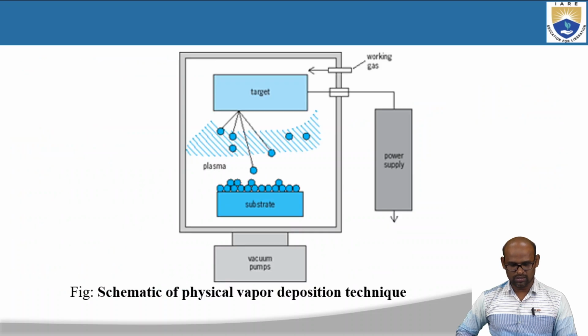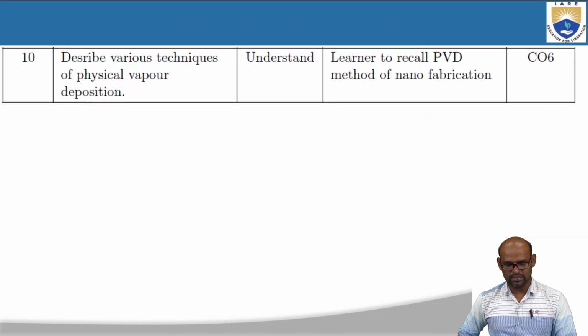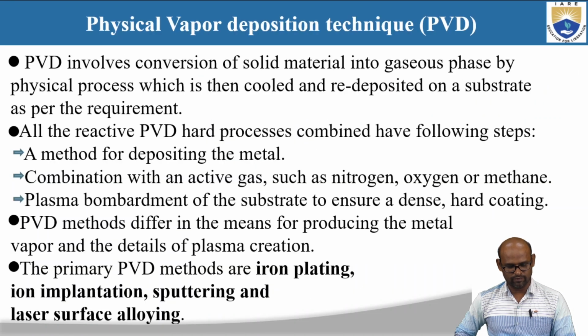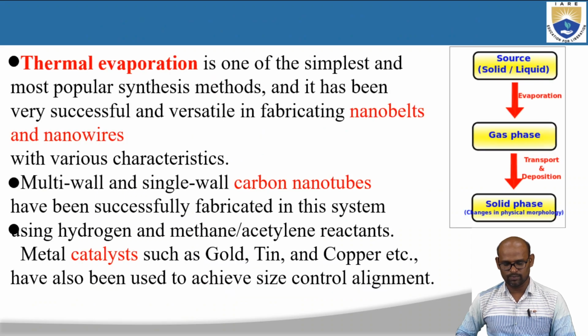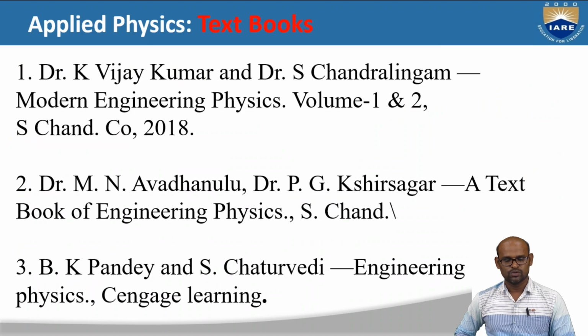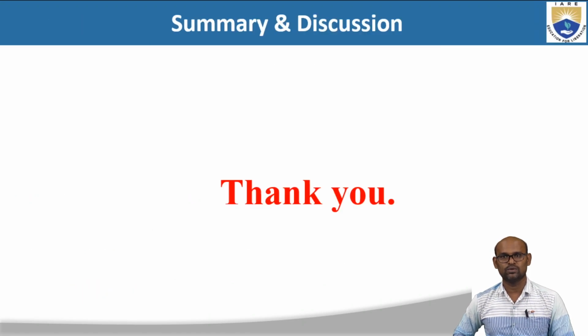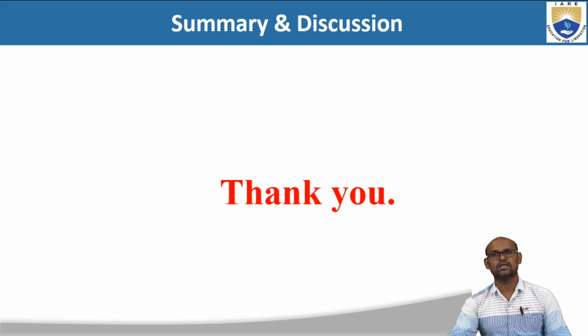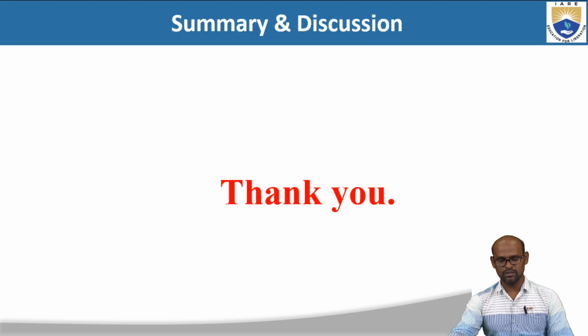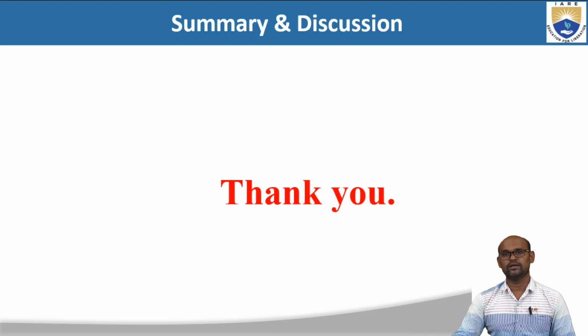Okay, so this is the physical vapor deposition technique, and a different variety of techniques are there. Methods in physical vapor deposition are ion plating, ion implantation, sputtering, and laser surface alloying. And yeah, so this is the schematic of physical vapor deposition technique. So these are some of the textbooks and reference books I have used. And to summarize, I have basically discussed the question bank on module 5 nanotechnology, long answer questions on nanotechnology.